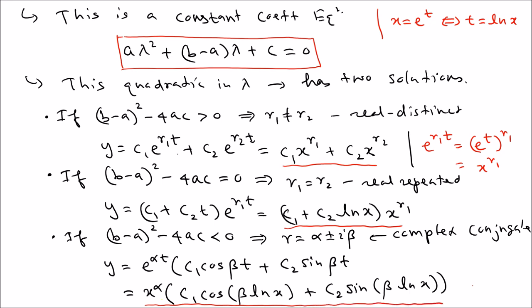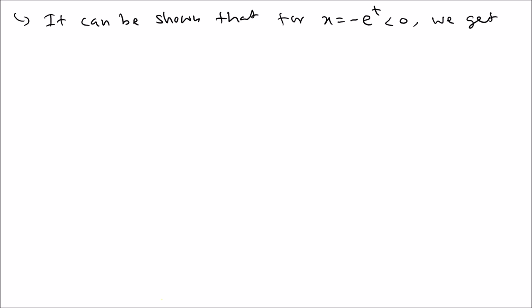So this is for x positive. But we can show, and I'm going to write that just for your knowledge and for the future, not for the exam, that for x equals negative e to the t, that's the other case, that means x is negative, we get the exact same characteristic equation. That's very interesting, we get the same characteristic equation.